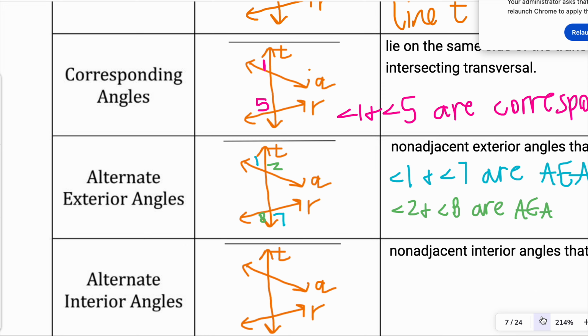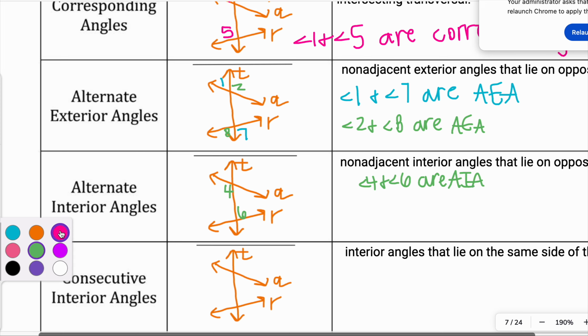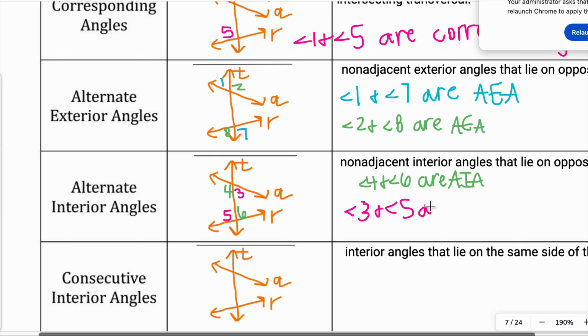Alternate interior angles. I'm going to name those something different. We'll say this is angle 4 and angle 6. So angle 4 and angle 6 are AIA. And then we'll name this guy 3 and 5. So angle 3 and angle 5 are alternate interior angles.